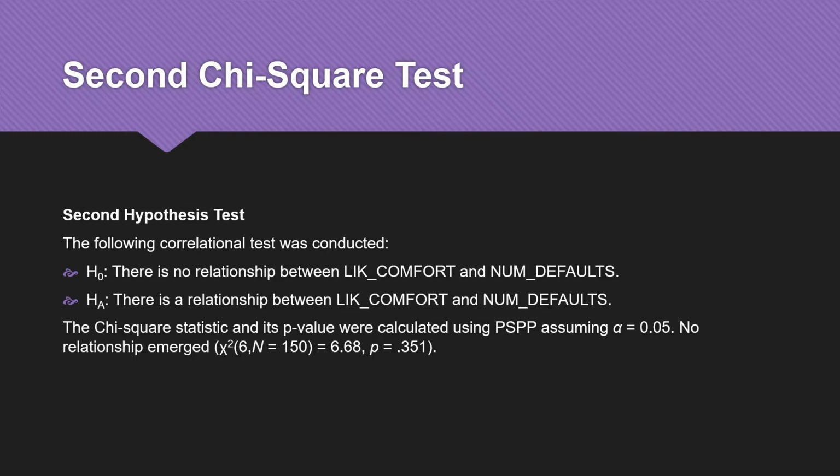After running this test using the PSPP software, assuming an alpha of 0.05, no relationship emerged. In this case, we had 6 degrees of freedom, the same sample of 150, and our chi-square result was 6.68, with a p of 0.351. So this was identical to the previous test, and so no relationship. And so we do not reject the null hypothesis in this case.